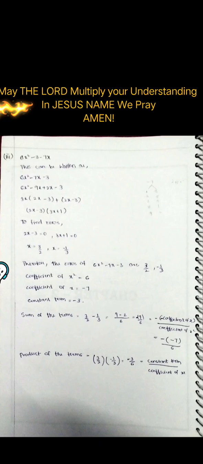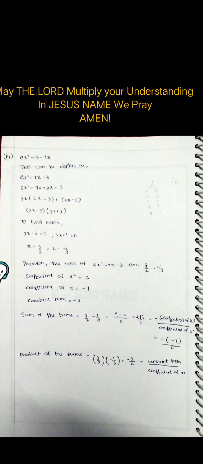The coefficient of x square is 6, and the product of the zeros, if we check, 3 by 2 into minus 1 by 3, if we multiply it, we get minus 3 by 6, which can be written as minus 1 by 2 as well. Since we are checking the relationships, the constant term by coefficient of x square: the constant term is minus 3 and the coefficient of x square is 6.